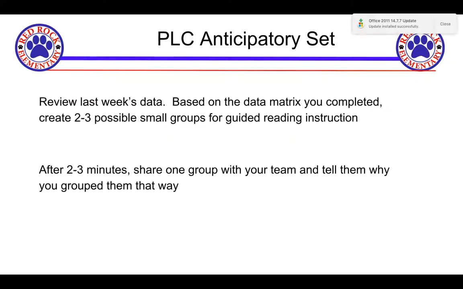To get us started, we would like to ask you to review last week's data. Look at the different quadrants and reflect on the things you noticed about your students. Based on that data matrix, create 2 to 3 possible small groups for guided reading instruction. Try not to overanalyze this. Look for natural groupings within this matrix and remember, your guided reading groups are meant to be fluid. So if you find that your initial groupings aren't working, you can always change them.